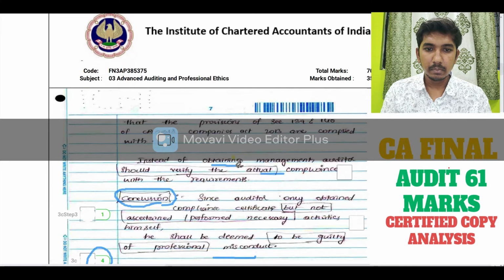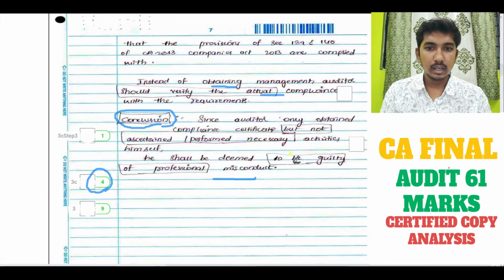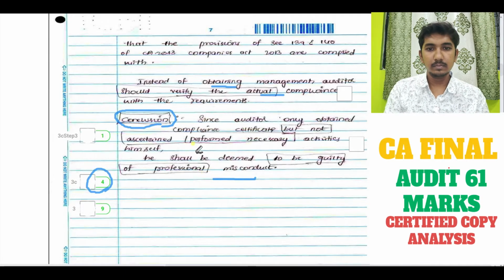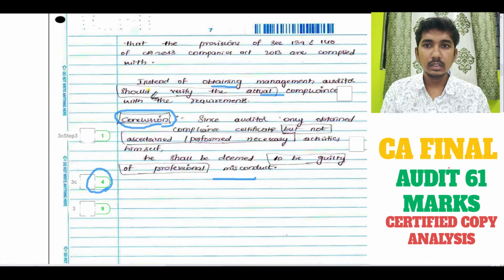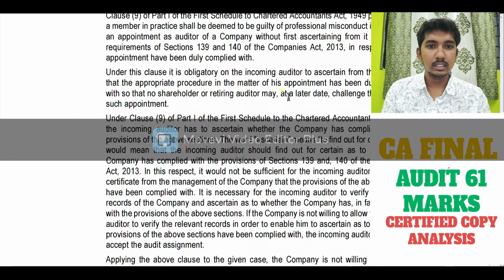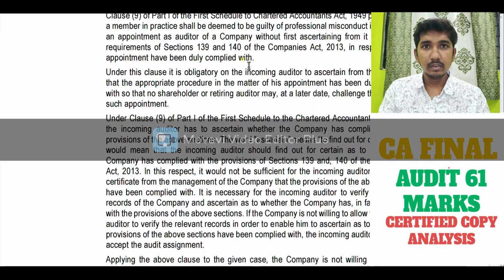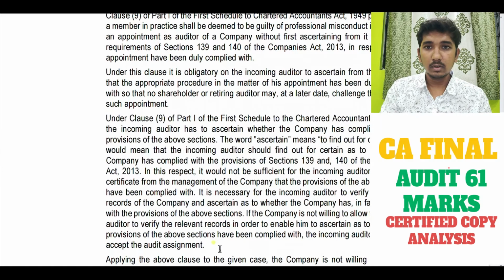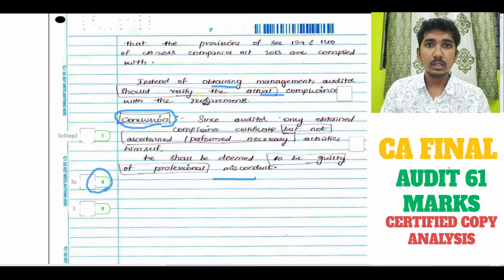So instead of obtaining a management letter, the auditor should verify actual complaints. Then I have written complaints. Then I have written the conclusion, whether the auditor is guilty of professional misconduct or not. So with this question you can see we need not write what is there in the suggested answer. Keywords are very important while presenting the answer. I have not matched word to word what is there in the suggested answer.